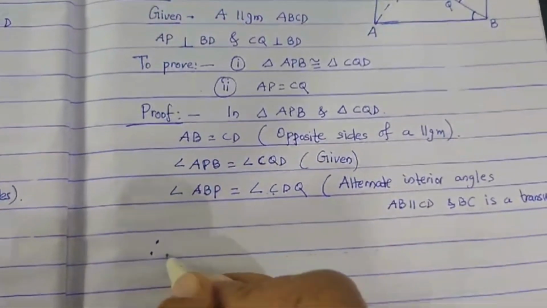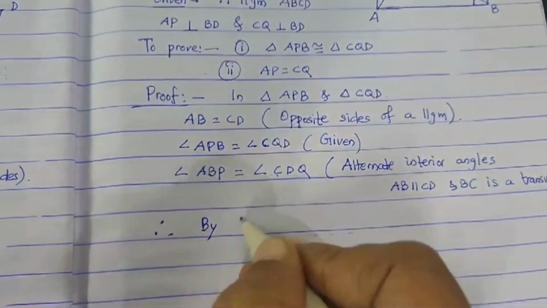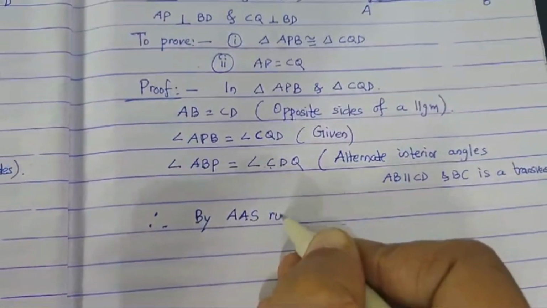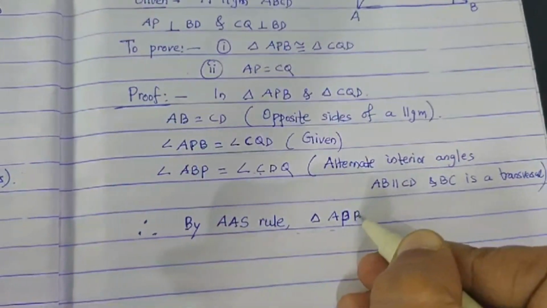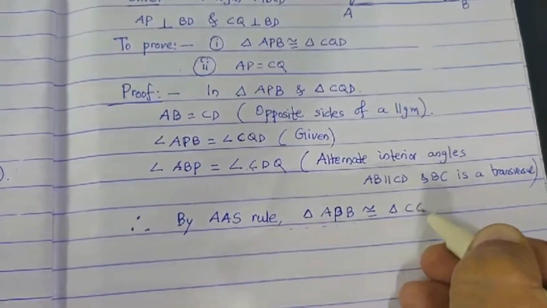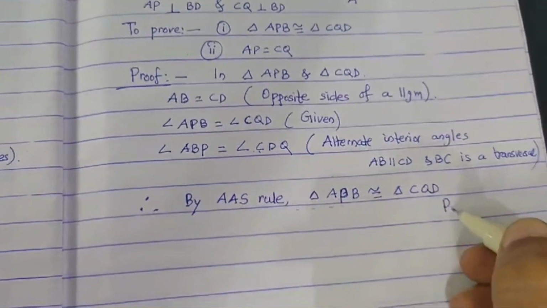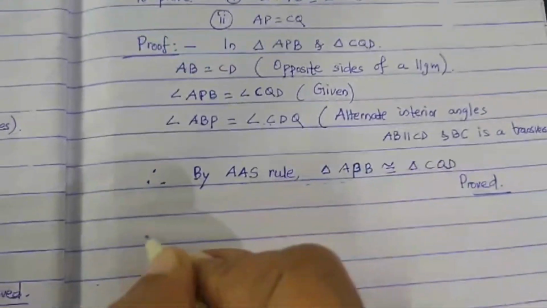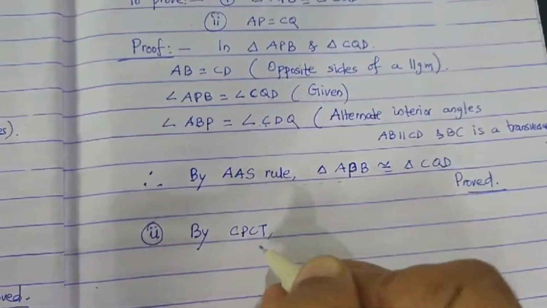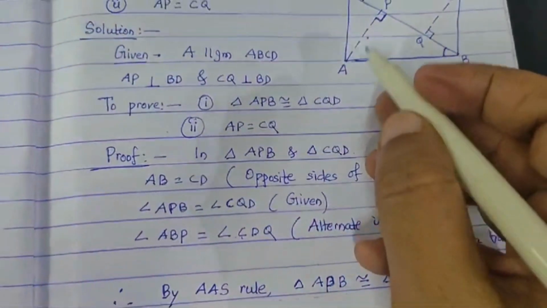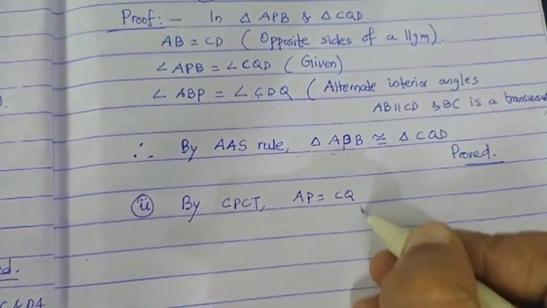Okay. Therefore, by AAS rule, we can say that triangle APB is congruent to triangle CQD. This is proved. First part is proved. Now the second part, by CPCT, AP equal to CQ. This is also proved.